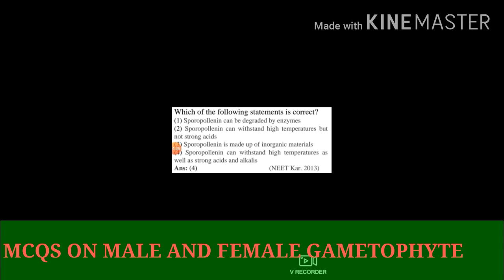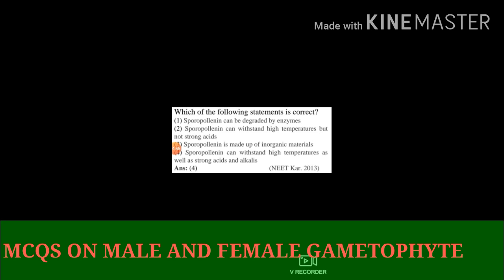Next question, which is asked in Karnataka NEET 2013. Which of the following statement is correct? Option number 1, sporopollenin can be degraded by enzymes. Option number 2, sporopollenin can withstand high temperatures but not strong acids. Option number 3, sporopollenin is made up of inorganic materials. Option number 4, sporopollenin can withstand high temperatures as well as strong acids and alkalines.